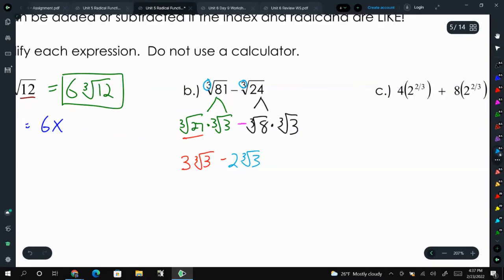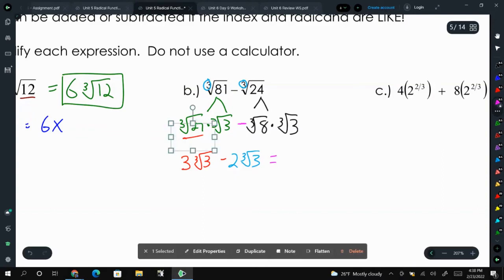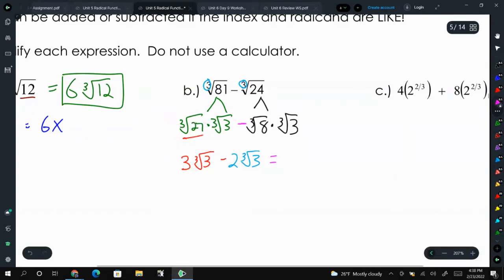Now our radicals are the same. They're both the third root of 3. So 3 third root of 3 minus 2 times the third root of 3 is going to equal 1 times the third root of 3. And you don't need that 1 in front, so it just becomes the third root of 3.